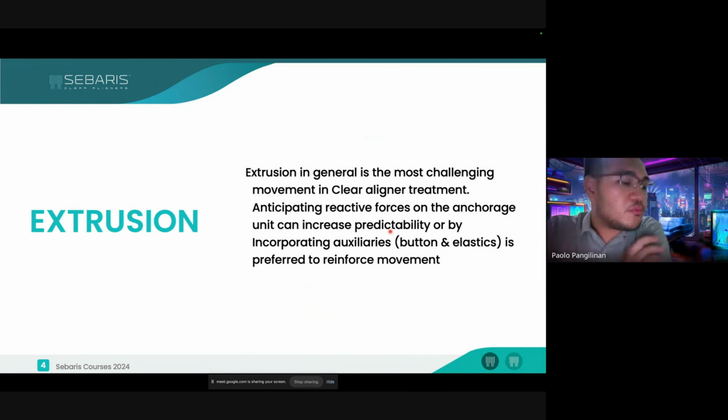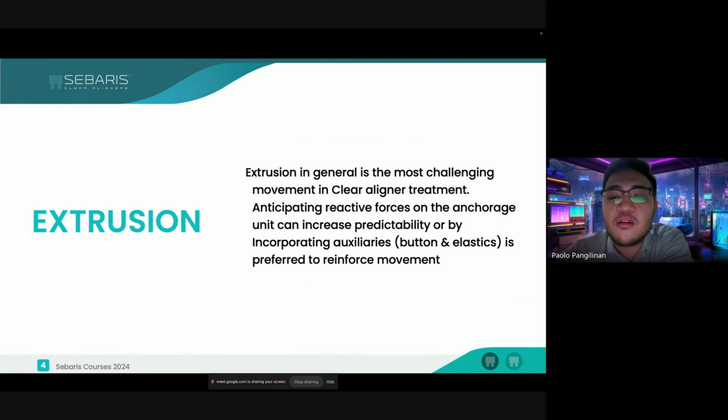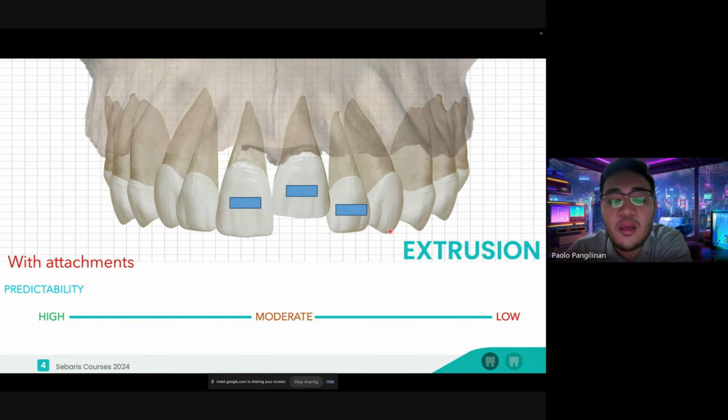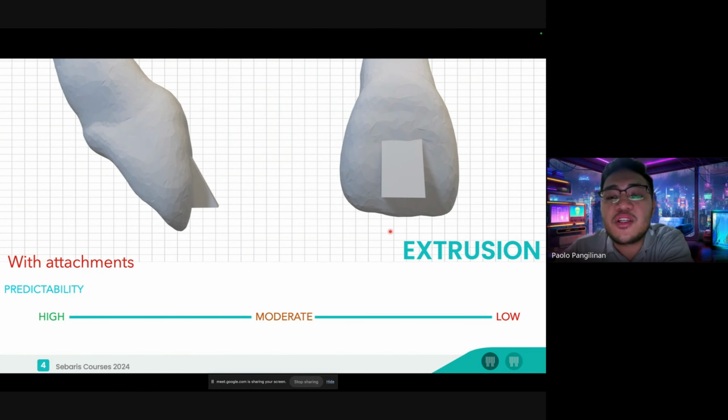Okay, extrusion is one of the most challenging movements in clear aligner treatment. For fixed appliances, it's very easy. It's one of the default movements of fixed appliances because it's easy for them to pull, because of your cone theory. For clear aligners, it's hard to extrude. Why? If you do this without attachments, you cannot. How are you going to pull it out, or extrude this central incisor? So, doctors, if we place attachments, we have the aligners push to extrude.